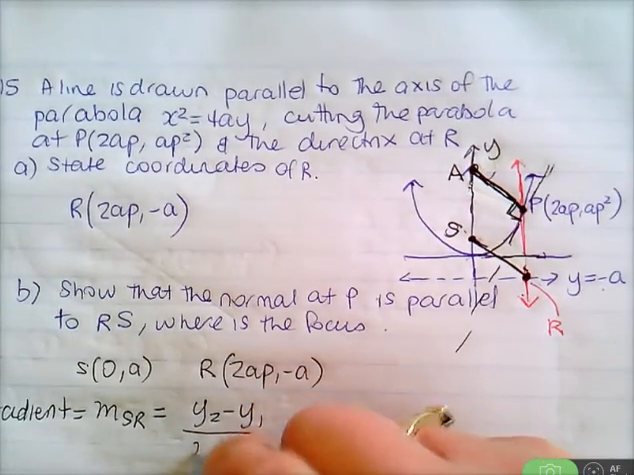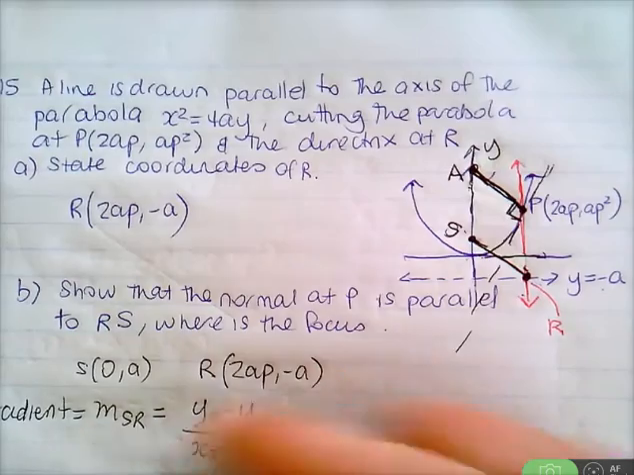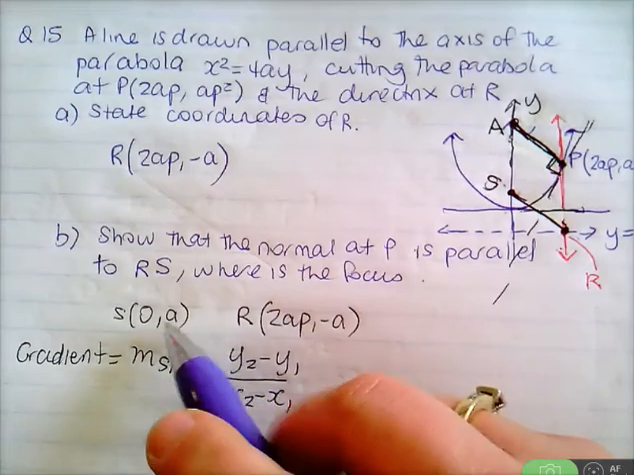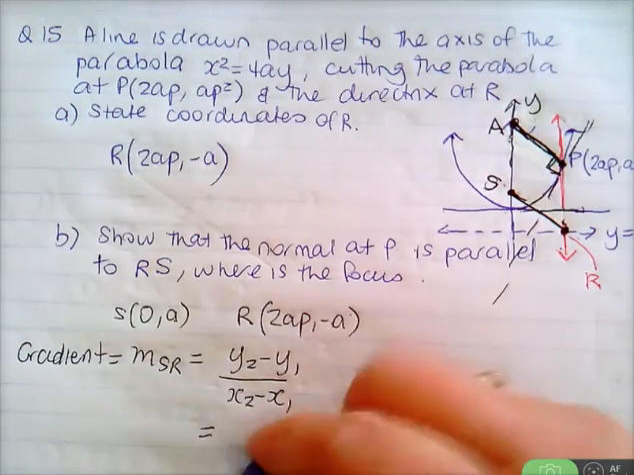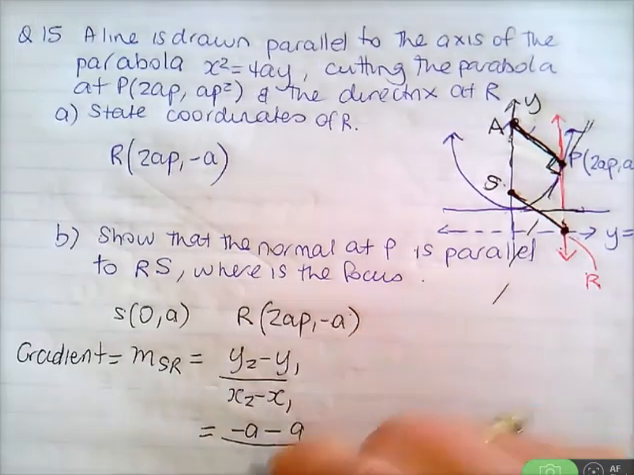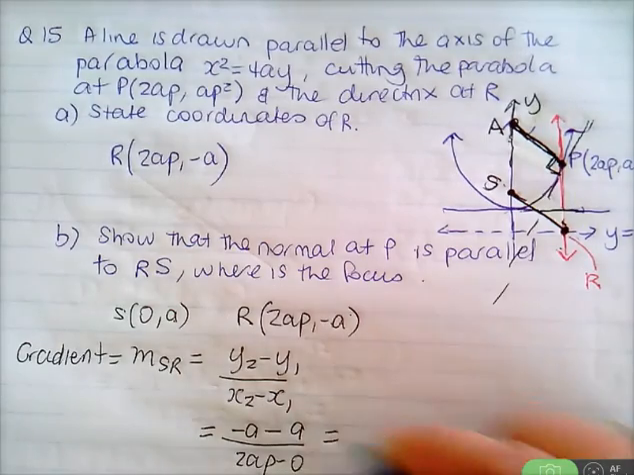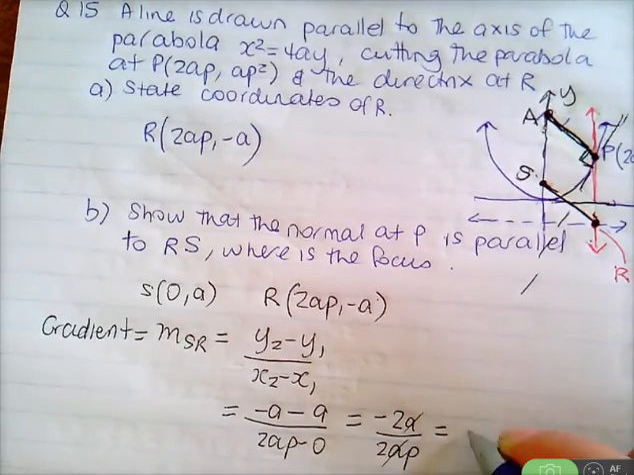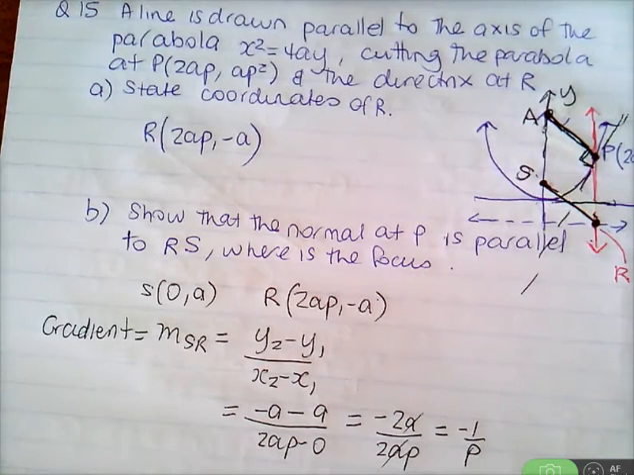y2 minus y1 over x2 minus x1. Gradient of SR. I don't care which one, let's go, so we don't get all these. Let's go negative a minus a over 2ap minus 0. Isn't that minus 2a over 2ap, which is negative 1 on p? Oh, that looks familiar. Where do you recognise that? What's the gradient of the tangent always at P? And what's the gradient of the normal?